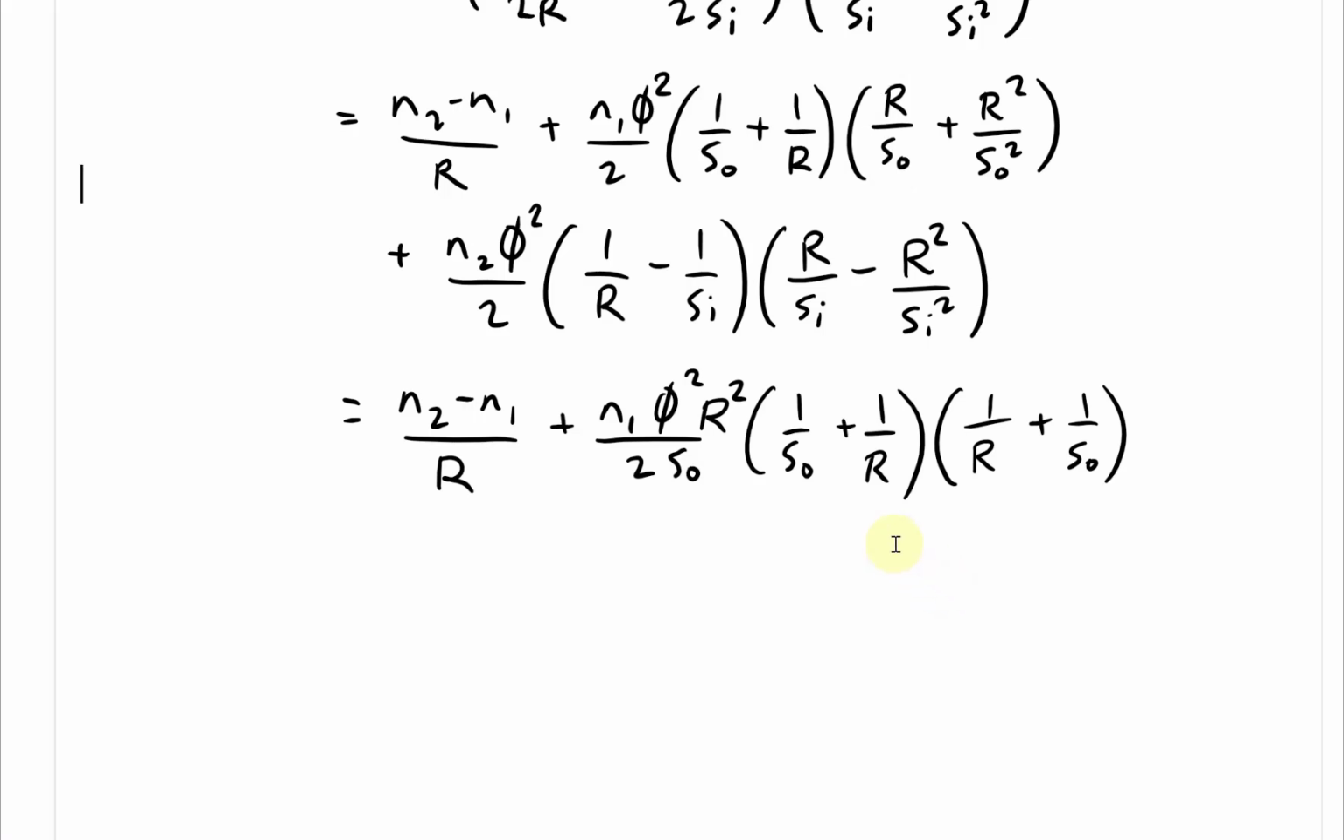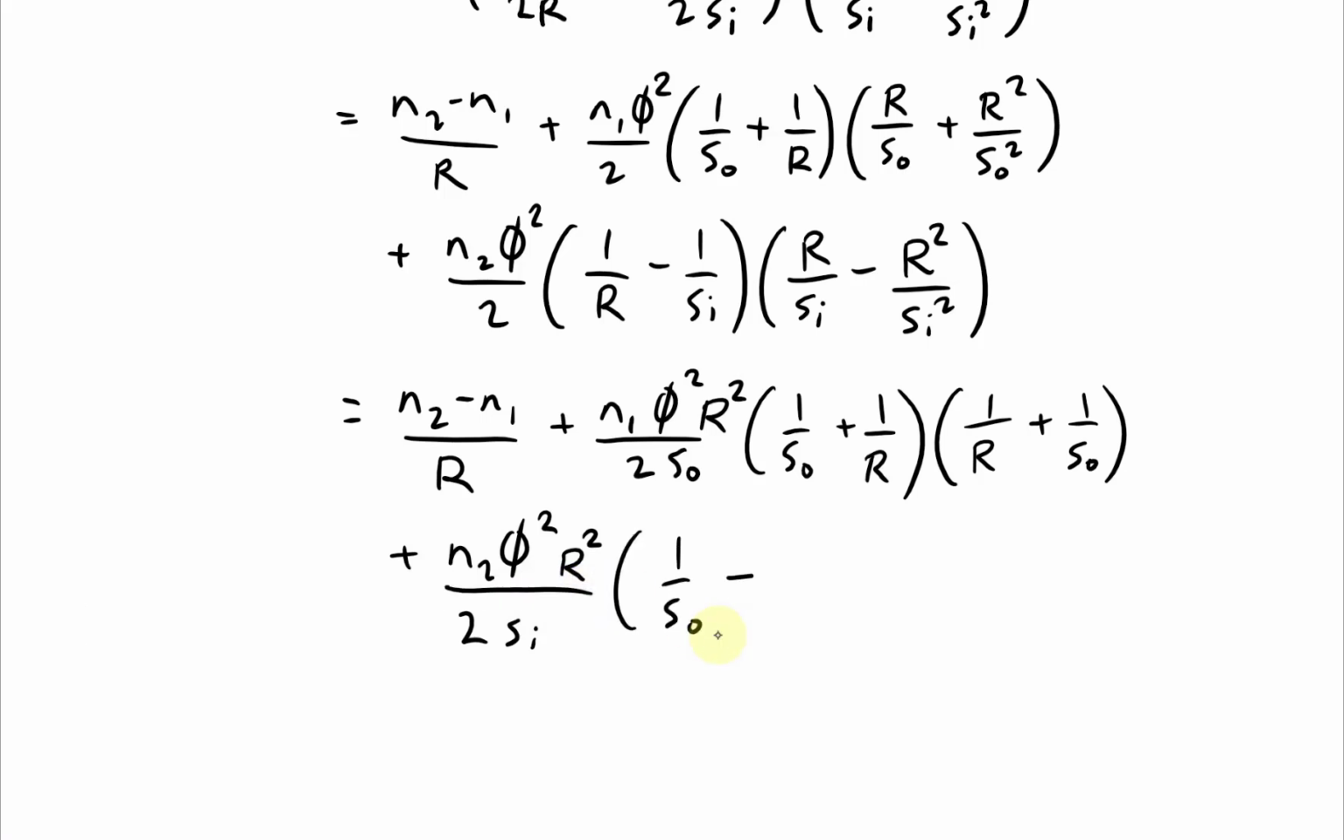So next one is, so that's what we have there, plus, now this next one here, we're going to factor out r squared and si. So n2 phi squared over 2 si, and this one's going to be an r squared like that. Let's just expand this one out. And now this is going to be 1 over s naught plus 1 over r. And now, actually no, that's this one over here. Got it upside down. That's this part here. Alright, let's continue back to this one. Yeah, so it's this one over here. 1 over r minus 1 over si.